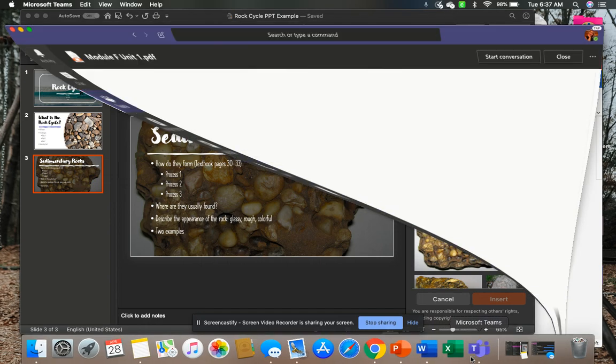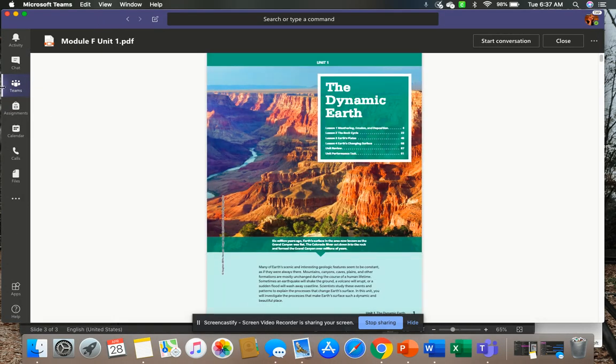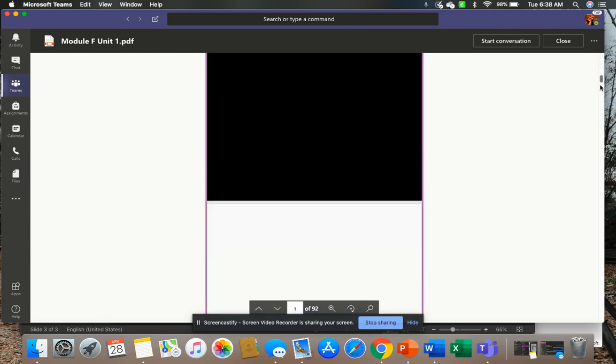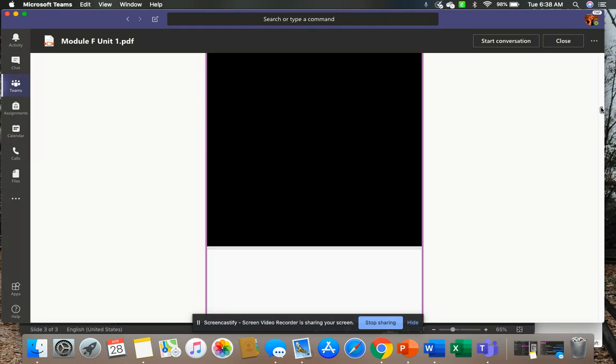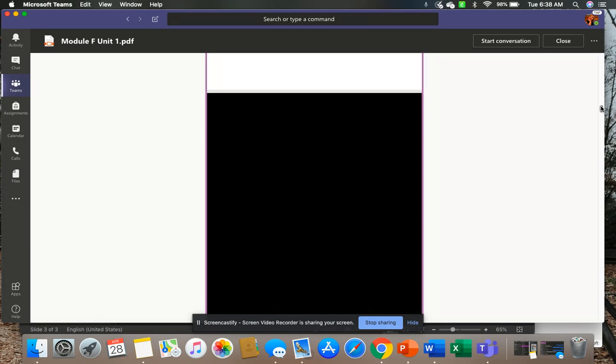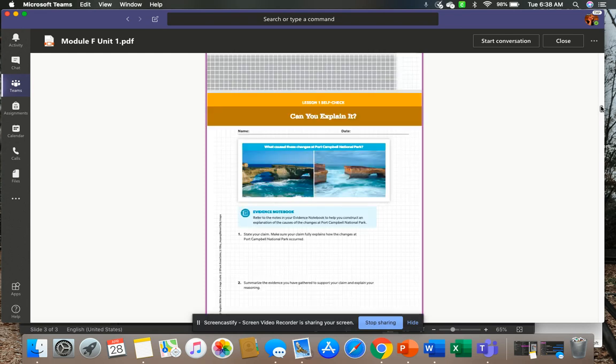Like I said before, if you go onto Teams underneath Files, okay, you're going to see an attachment called Module F Unit. This is your textbook. So if you scroll down to pages 30, and I do apologize, give it a couple seconds because it is a lengthy file for it to kind of play catch up here. If you go to page 30 to 33, you are going to see that it is going to give you the information that you need.